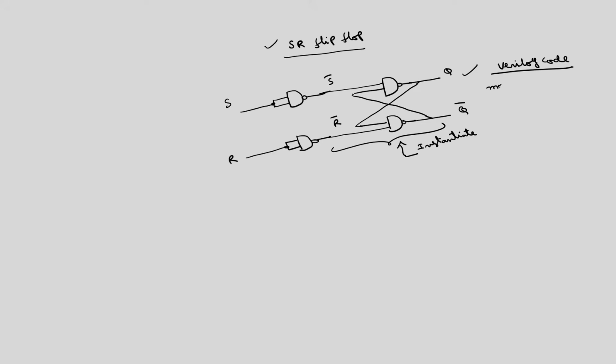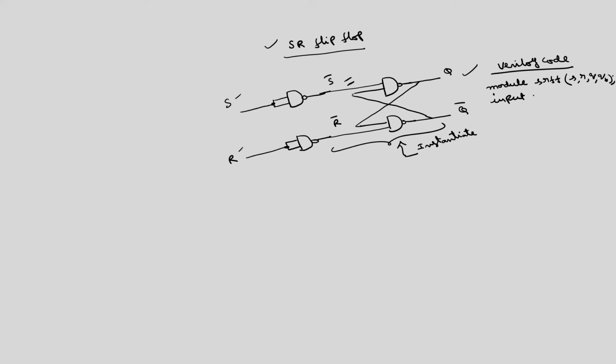I will call this module SR flip flop. The previous module name we have given as SB RB flip flop, because the inputs are S bar R bar. Now, we have S and R inputs. So, I will give the inputs as S and R, outputs as Q and QB, semicolon. Then we have to define the inputs and outputs.